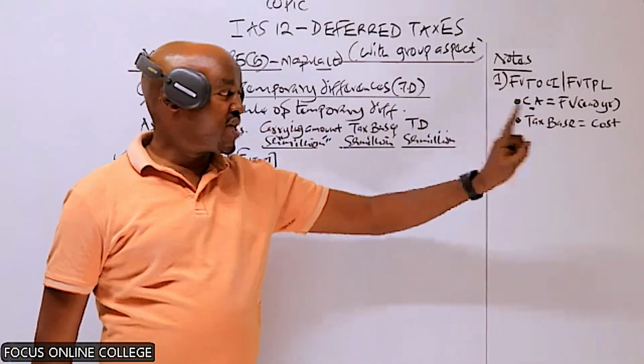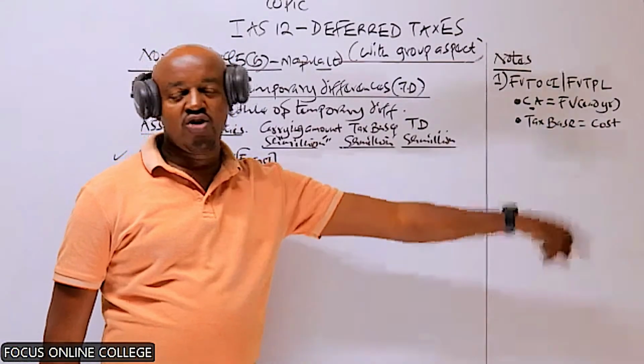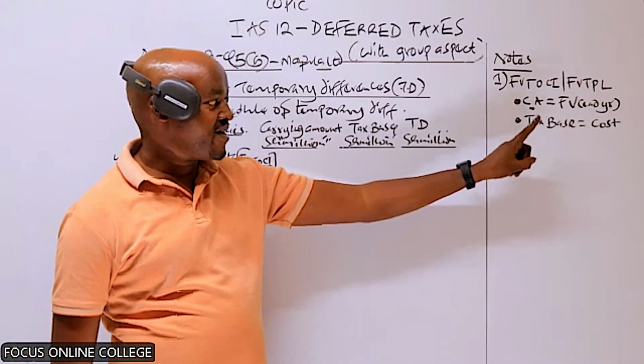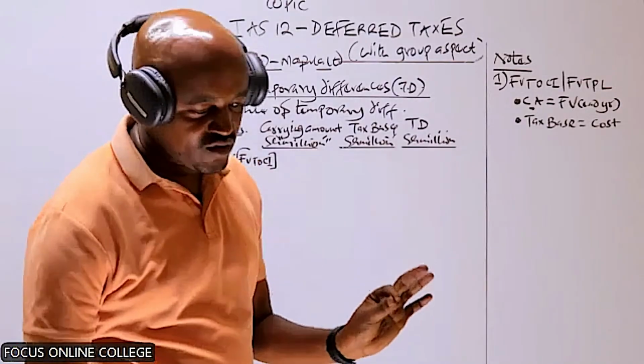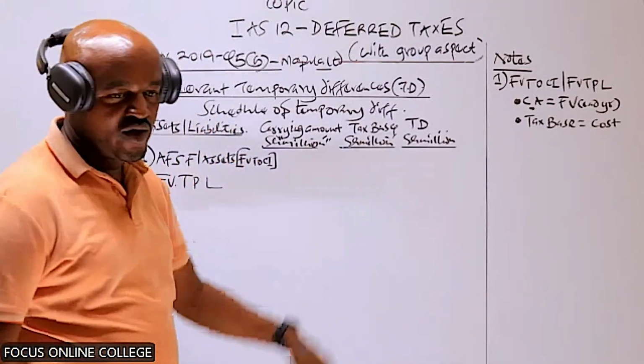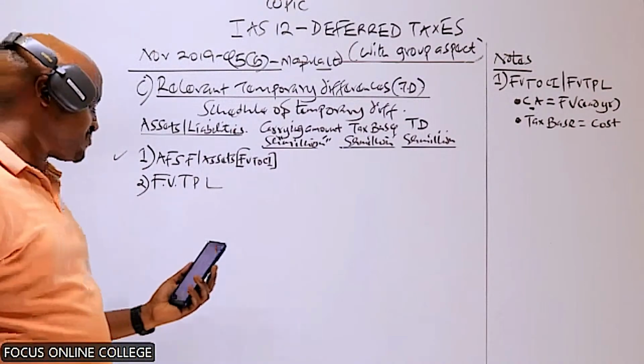We use the cost. So that's why we're saying the tax base is the cost. The fair value is the carrying amount. So having known that, this one becomes quite simple. Let's go back to point 1.